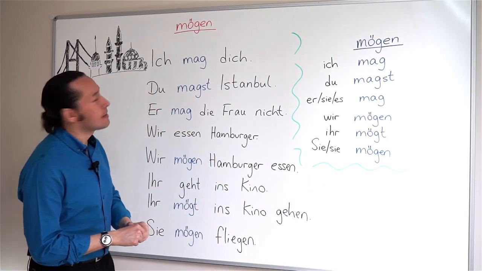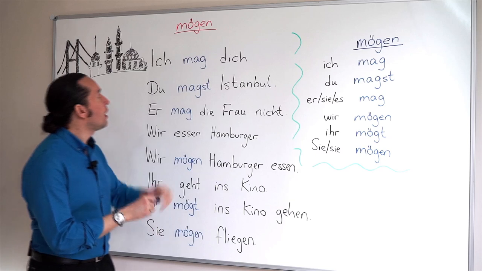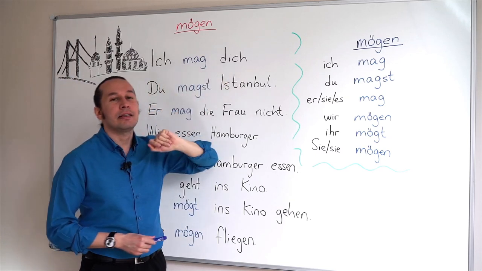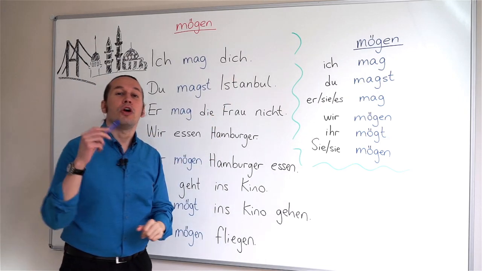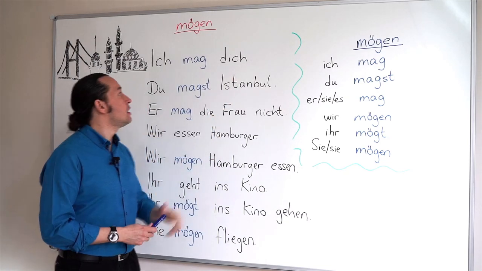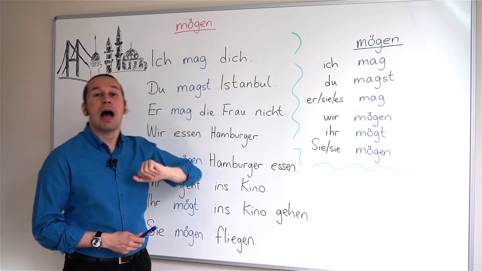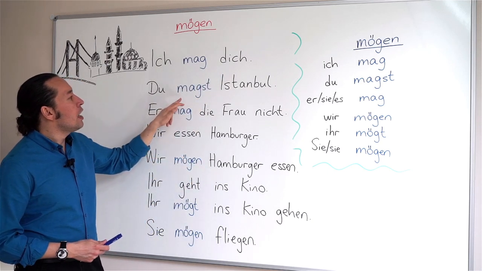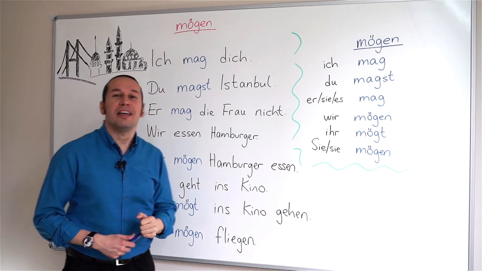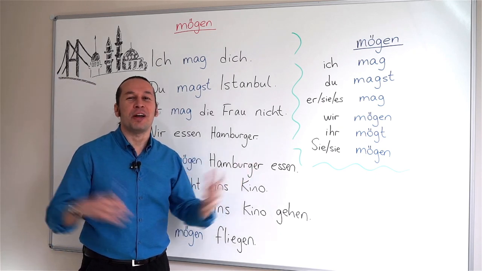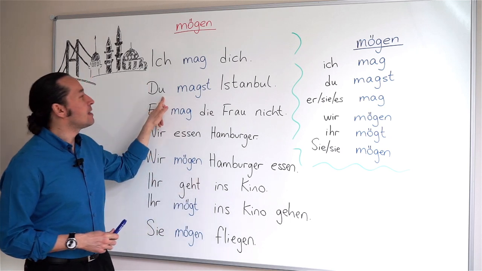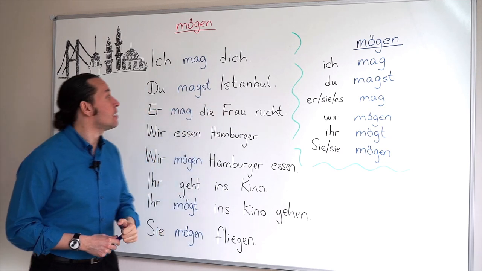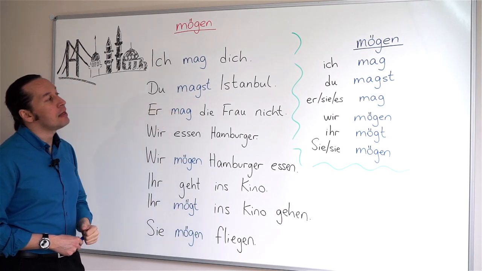So let's take a look at the following examples. Here we have ich mag dich. Dich stands for you: I like you. This would be ich mag dich. So if I say you like Istanbul, a nice, wonderful place, I'll say du magst Istanbul. You like Istanbul. Du magst Istanbul.